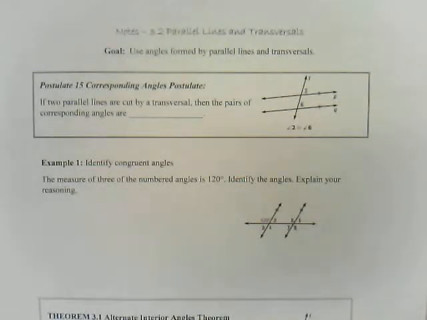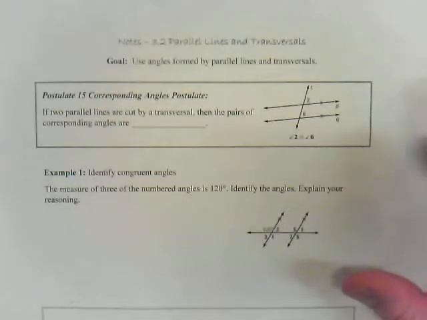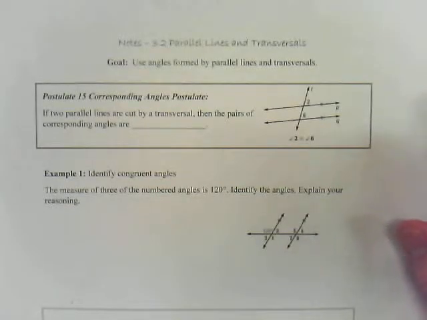In 3.1, we looked at having a transversal cut through two other lines. So a transversal is just a line that goes through any two other lines. If those two lines, though, are parallel, then we get some nice things coming out of that. So postulate 15 comes from that.